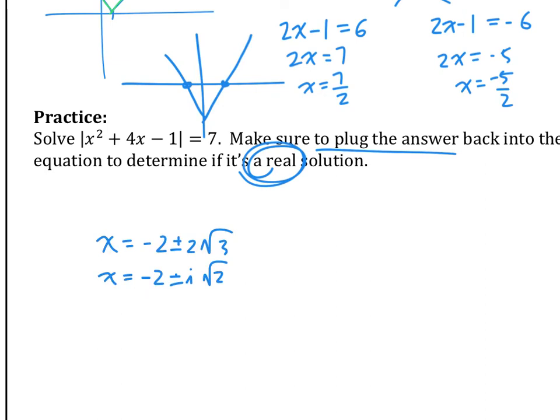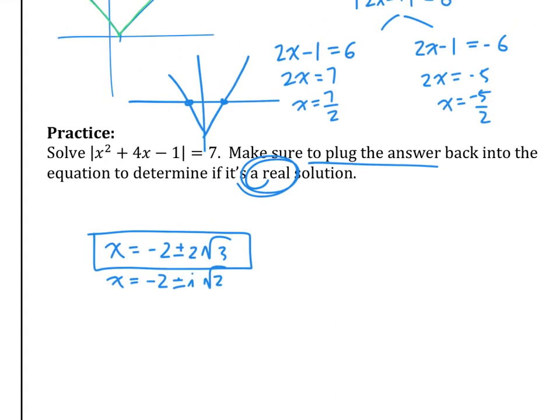All right, we have actually 4 answers, but this is the only one that's real, and that's the one that they want us to include. The other 2, they have an i in there, so that is imaginary, so they don't want those solutions.